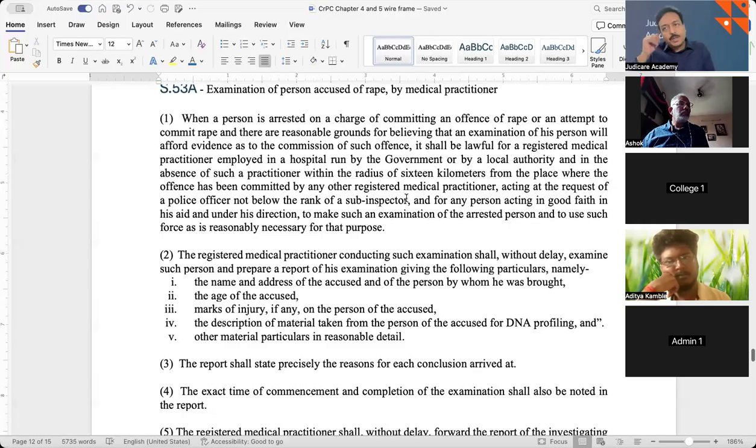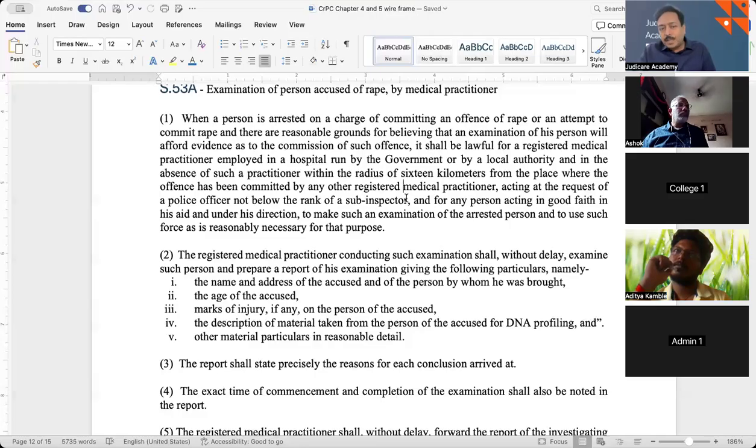This force is mostly not required to be put on the victim itself. It might be required if somebody is resisting the victim from being medically tested and the victim wants to get that done. The registered medical practitioner conducting such examination shall without delay examine such person and prepare a report of his examination giving the following particulars.